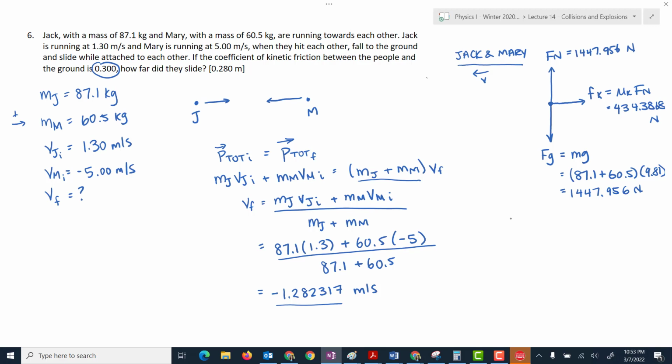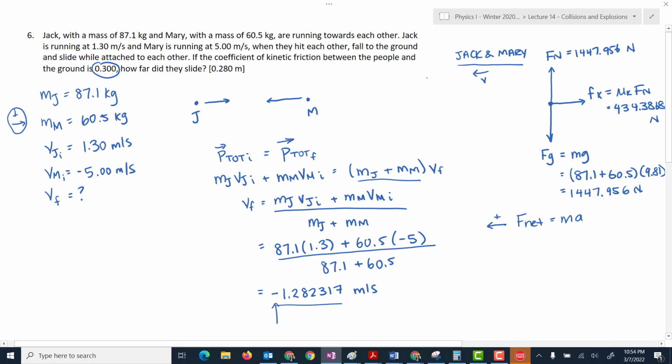So I'm going to do F net equals ma. And I get to decide which direction I want the positive direction to be. Before, I said to the right was positive, and I ended up getting a negative velocity, which means they're moving to the left. So now I can decide, do I want to stick with the right being positive, or do I want the left to be positive? When I do F net equals ma, I like to make the direction they're actually moving be the positive direction. So in that case, I would say to the left is positive.